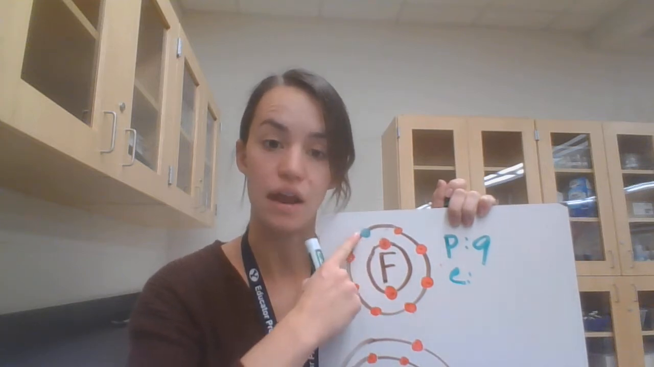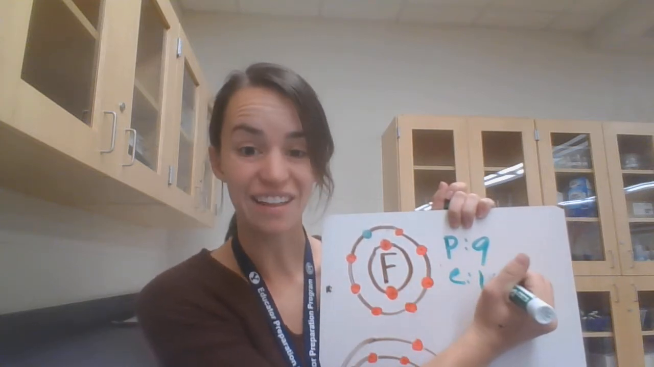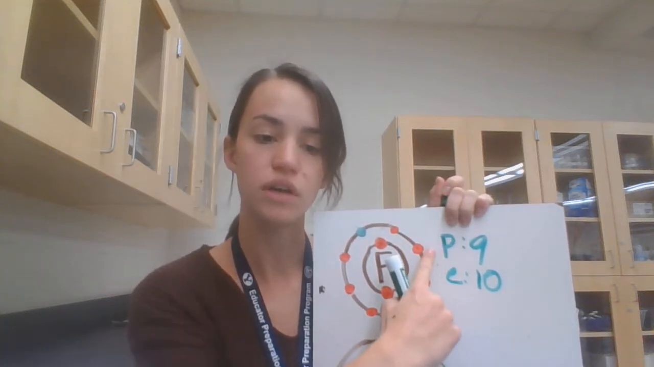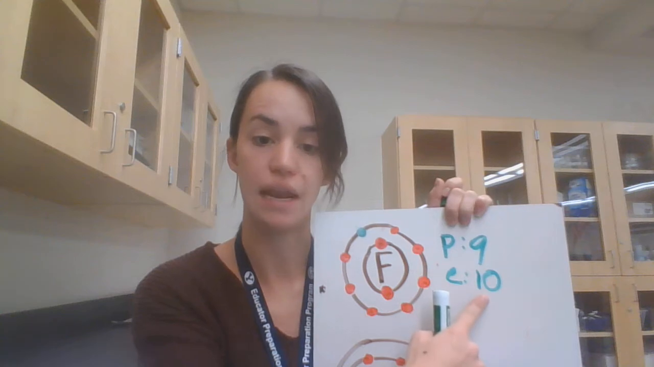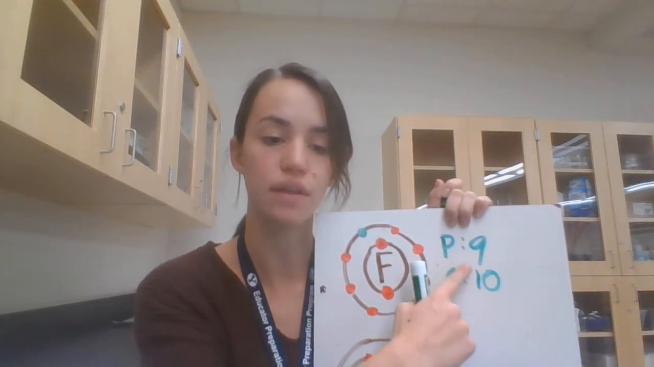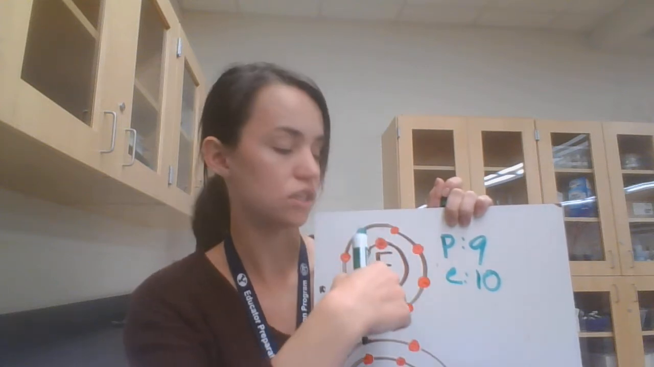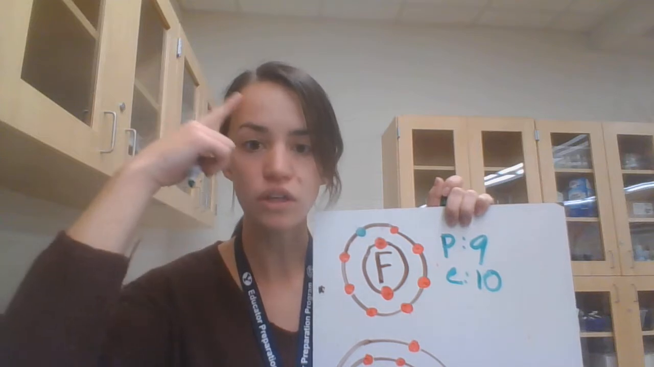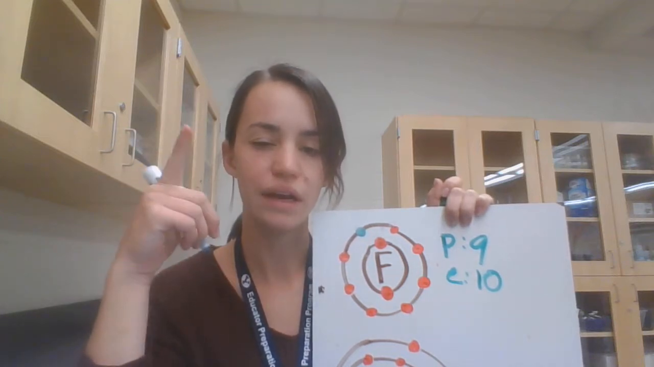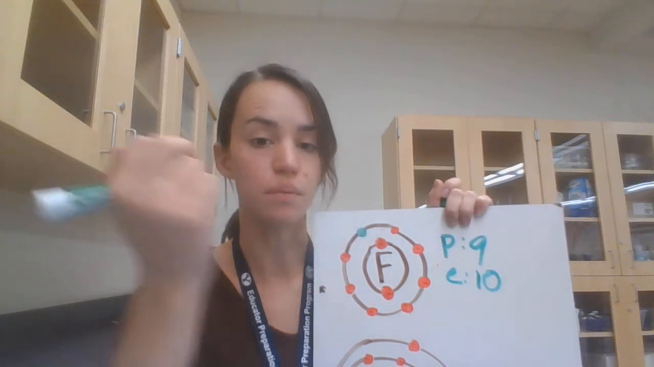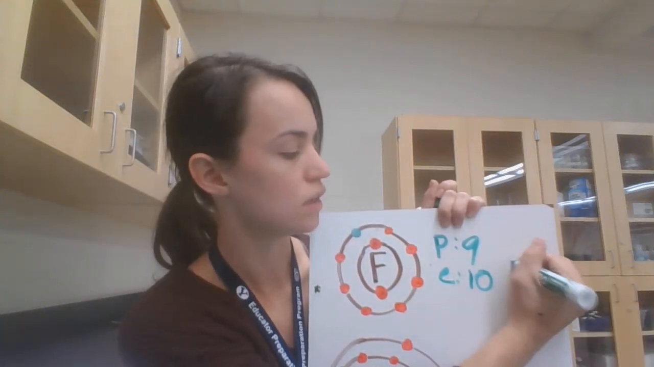But now we added an extra one. So now we're going to have 10 electrons. And just like before, we can see our proton number is 9, our electron number is 10. This 10 is bigger than the 9, so we have more negatives than positives. And because of that, this is going to have a charge on it. So think to yourself right now, if I have more negatives than positives, what's my charge going to be?